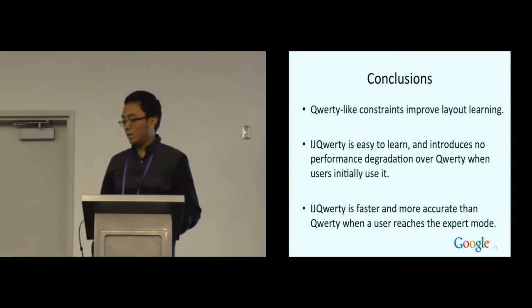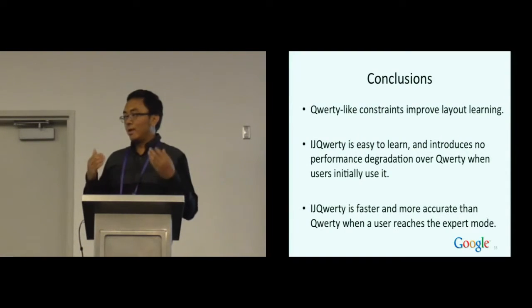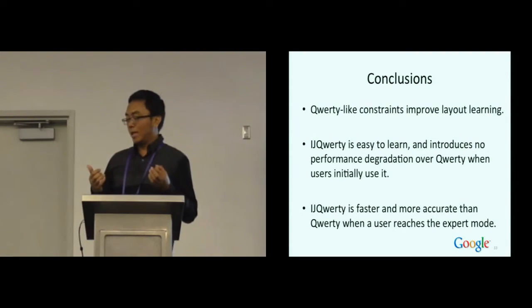So overall, in this research, we investigate how we can improve the learnability of optimized layouts, and in the meantime, whether we can still have a layout that is better than Qwerty. We investigated three Qwerty-like constraints to see whether they help with gesture typing. We find that IJQwerty is a pretty easy to learn layout and introduces no performance degradation over Qwerty when you initially use it. And also, this new layout is faster and more accurate than Qwerty when the user reaches expert mode. That's it for the presentation. Thank you.